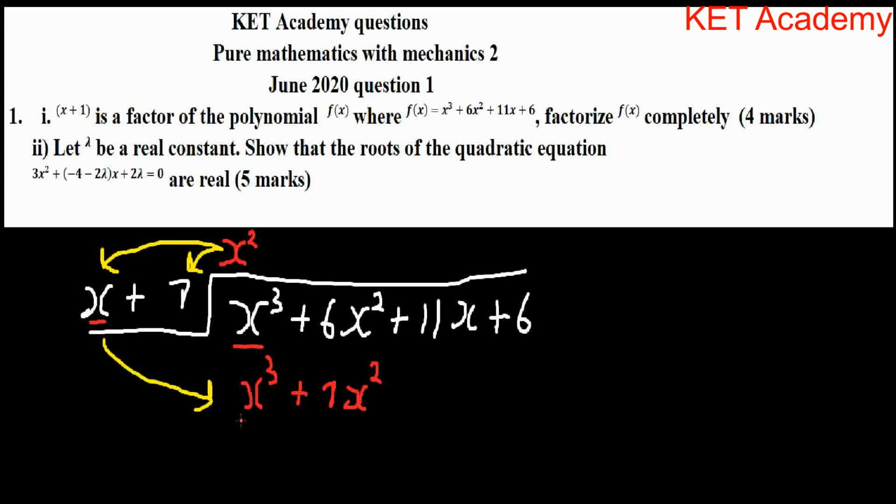So what do we need to do? We need to subtract these two functions. So if we subtract, x cubed minus x cubed is going to give us 0, and 6x squared minus 1x squared is going to give us 5x squared. So the next thing we need to do is to bring down the next term with its sign. So the next term is 11, so we need to bring down plus 11x.